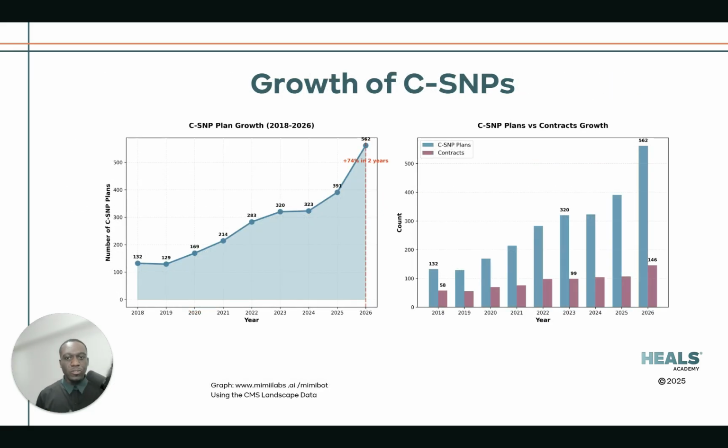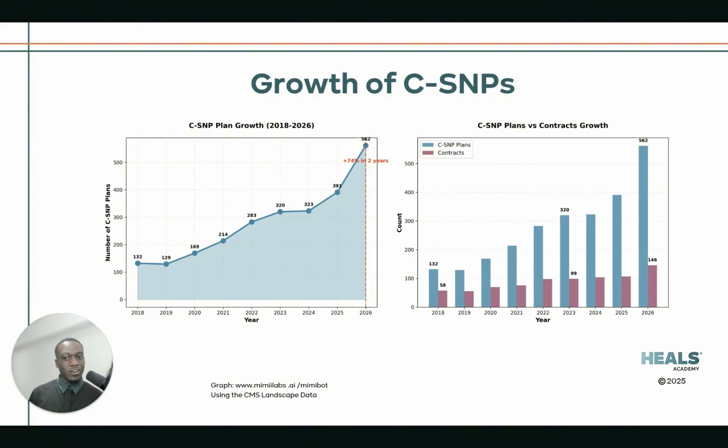How have SNPs grown over the years, and specifically the C-SNPs? What you see from this chart is coming from mimilabs.ai, also leveraging the MimiBot. If you have not heard of MimiLabs before or used the MimiBot, I will encourage you. It's free. You can go to the website and play around with it. Getting onto C-SNPs, this data is leveraging the CMS landscape data over the years.